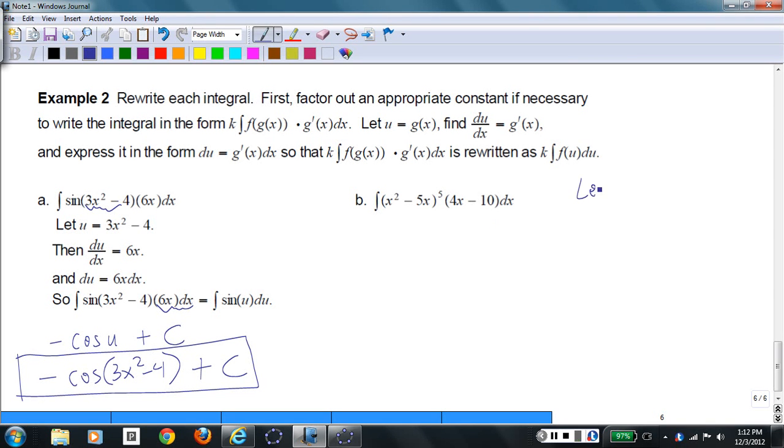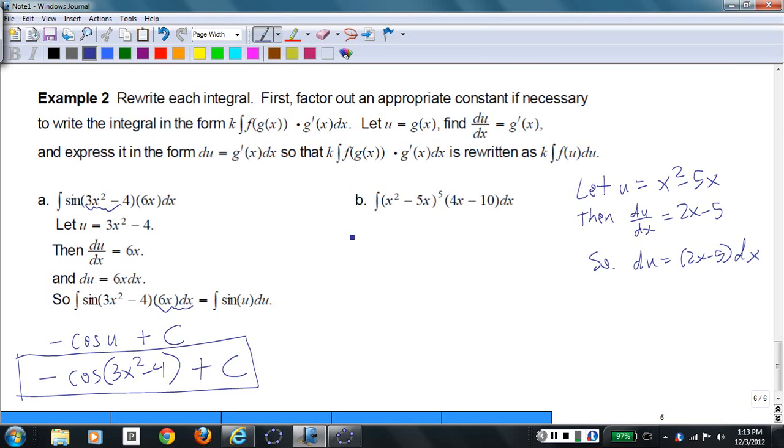All right, over here, let u equal the inside function. What's the inside function? x squared minus 5x. Now we know the derivative of that is 2x minus 5. We don't see a 2x minus 5. But really the next best thing, so when we have du equals 2x minus 5 dx, we're going to be able to rewrite that integrand. So there's going to be a 2x minus 5 dx, because we need to be able to pick up that 2x minus 5 dx and put a du in its place. And that's not going to be a problem.